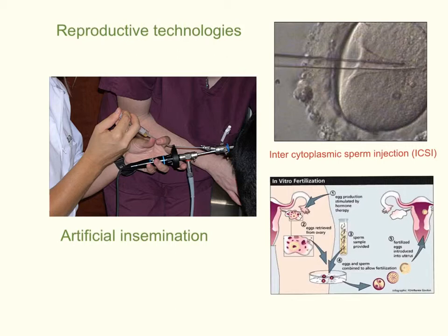There are quite a few reproductive technologies available now to allow people who have an issue in their reproductive system, or animals, to have children or offspring. So in this case here, we're looking at artificial insemination. I believe this is a dog, the animal that they're artificially inseminating. And basically this device is injecting sperm into the dog's vagina, right up close to the cervix.